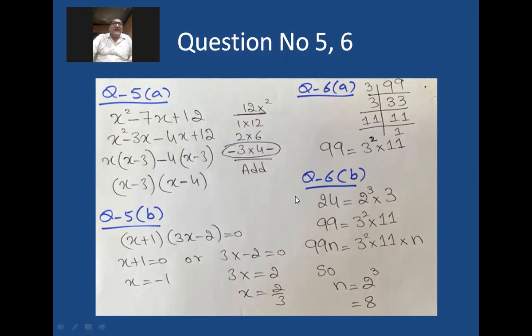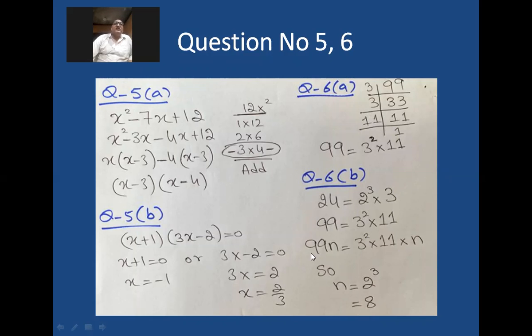So 24's factors are 2 raised to power 3 multiply 3. 99's factors are 3 square into 11. So 99n is 3 square into 11 into n. N, I don't know what is the value of the n. But I know one thing, that this number is a multiple of 24. So it should have all the factors of 24 in it. So check. 24's factors are 2 cube, which is not here. Okay, and it's 3 is already here.